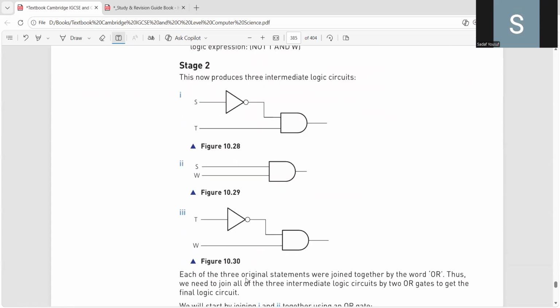Once you are done with the drawing of the small circuits, you simply combine them by, first of all, combining the first two together. Once you are done with that, you will combine the result with the last one. So let's see what you will do here.